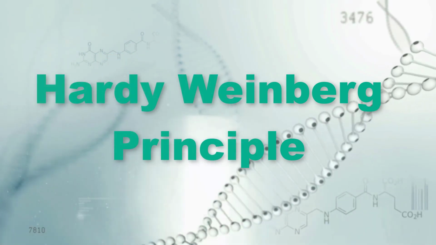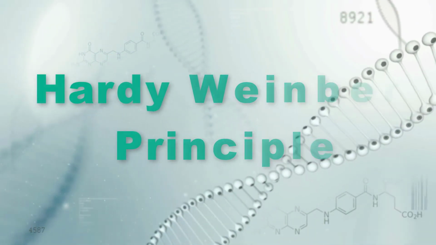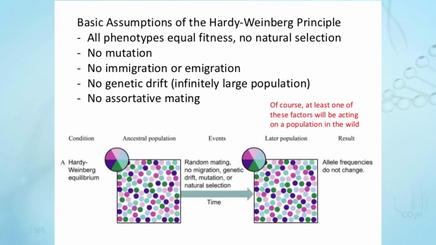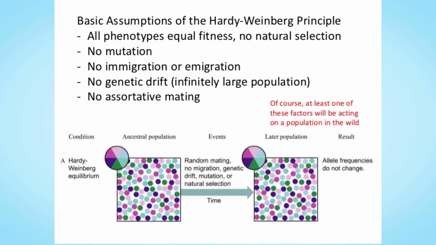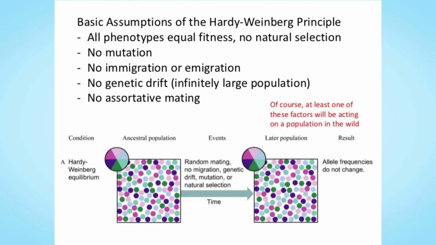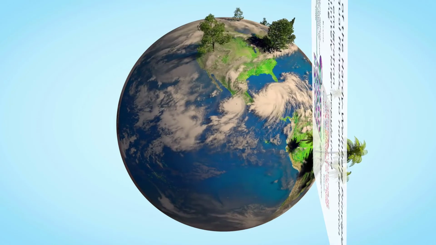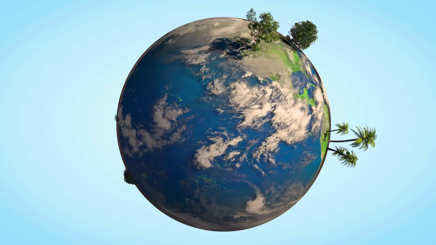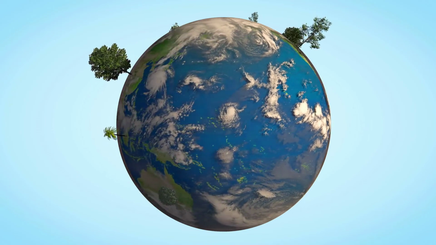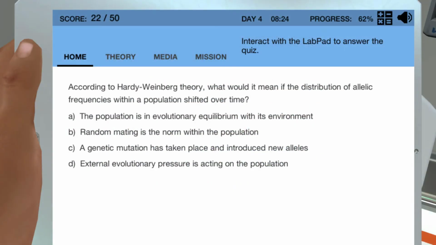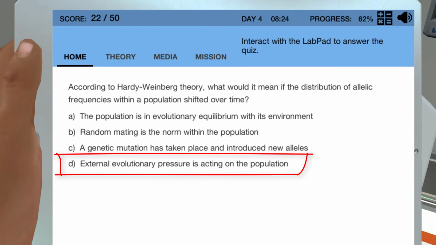Have you heard of something called the Hardy-Weinberg Principle? It's a tricky concept. In essence, the Hardy-Weinberg Principle states that with no external pressure from the environment and in a system where random mating of individuals is the norm, the genetic balance of a population will stay the same. In a dataset, the principle would mean that having stable allelic frequencies indicates a population in perfect equilibrium with its environment. According to Hardy-Weinberg Theory, what would it mean if the distribution of allelic frequencies within a population shifted over time?